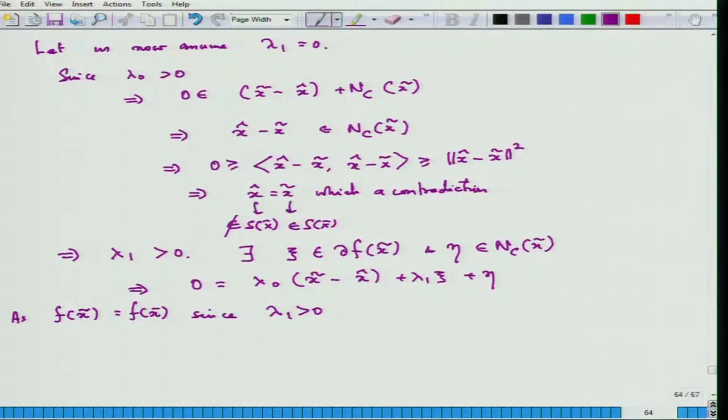because this is what I wanted to show. Now, once I have this, this would imply that del f(x tilde) is a subset of N_C(x tilde). So, this xi that you have is also lying in N_C(x tilde). So, it would imply that minus lambda 1 xi times (x hat minus x tilde) would be greater than or equal to 0. So, this would be anyway less than or equal to 0. Lambda 1 is positive, so you take the minus, it will be strictly greater than 0.